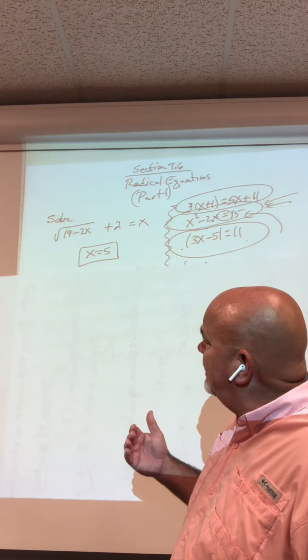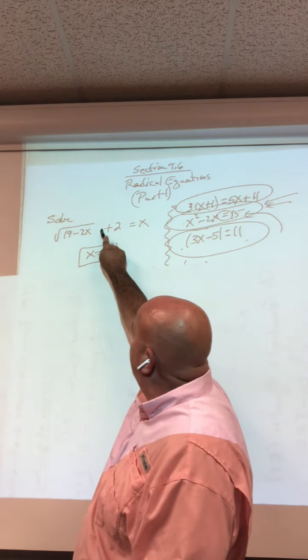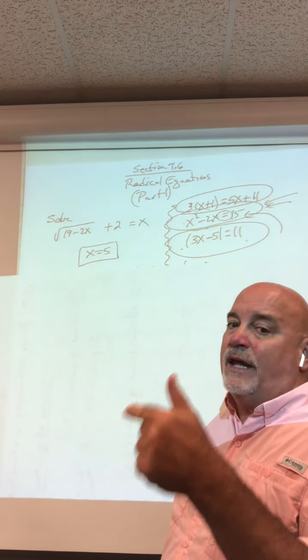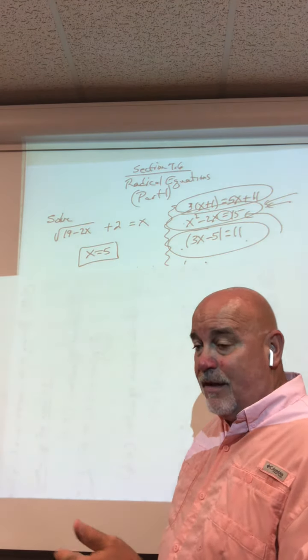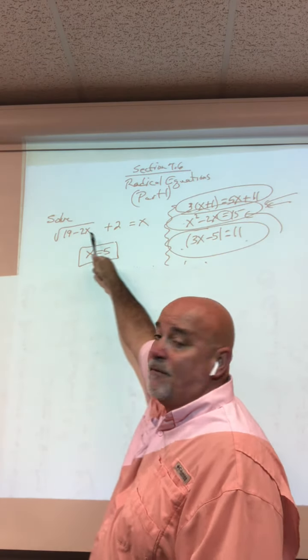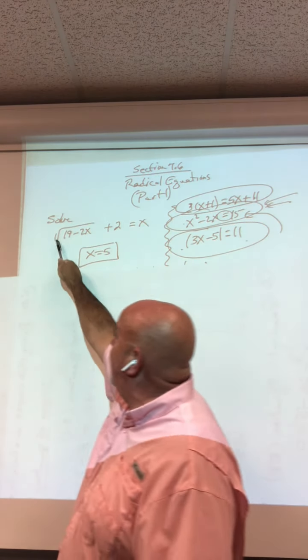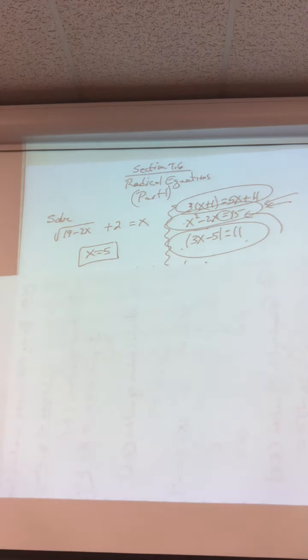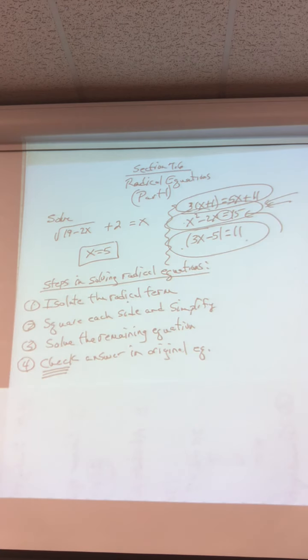But now the question is, how do we go from here to here? I've shown you what a radical equation looks like, but I haven't talked to you about how we solve it. So how do we go from here to here? In other words, how do we solve radical equations? All right, so I'm going to uncover this.